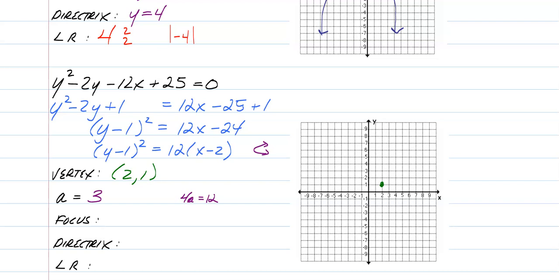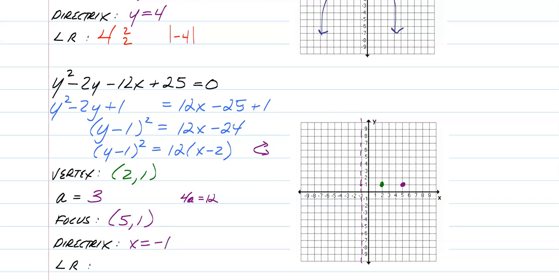So, if we have an a value of 3 and our focus has to be inside the parabola, we are going to go 1, 2, 3 units to the right. That is where your focus is. So your focus is at 5, 1. Which means your directrix is in the opposite direction, which means 1, 2, 3 units to the left. But again, it is a line, not a point. So a vertical line is at x equals -1.